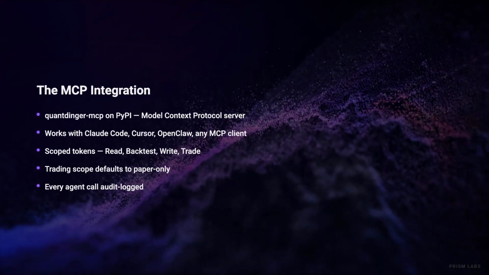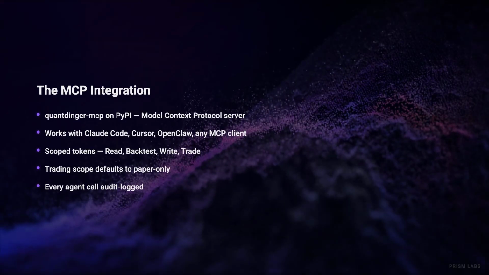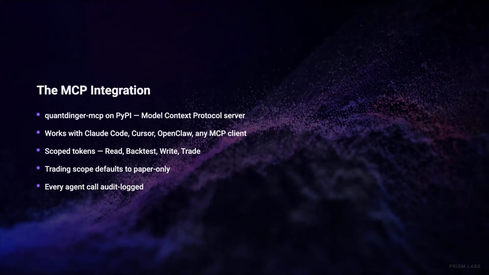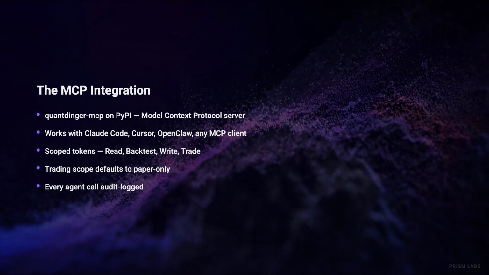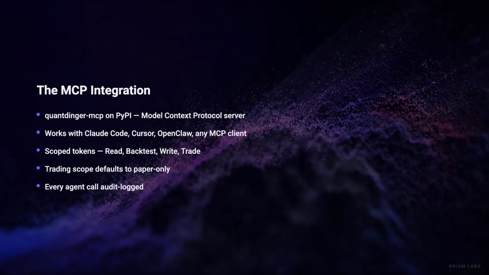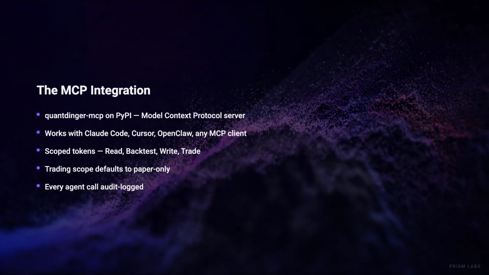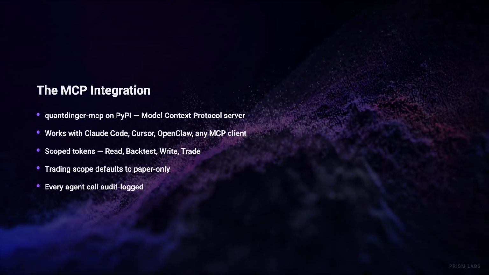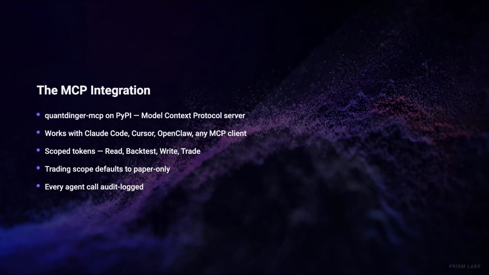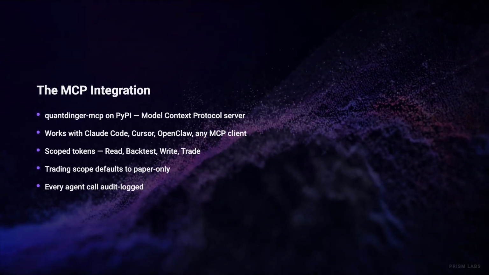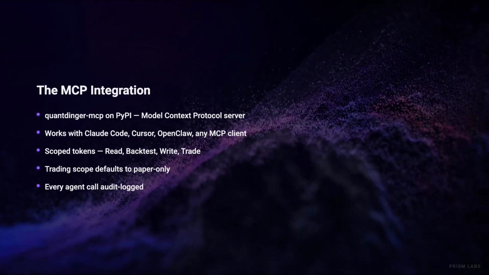This is the model that actually makes agent-driven trading defensible. The agent can iterate on strategies, run thousands of backtests, and propose live deployments, but the explicit human-in-the-loop step for live trading is enforced by the token scope, not by an honor system. If you have ever watched an AI agent confidently call a destructive command on a real system, you understand why scope by default matters here more than almost anywhere else.